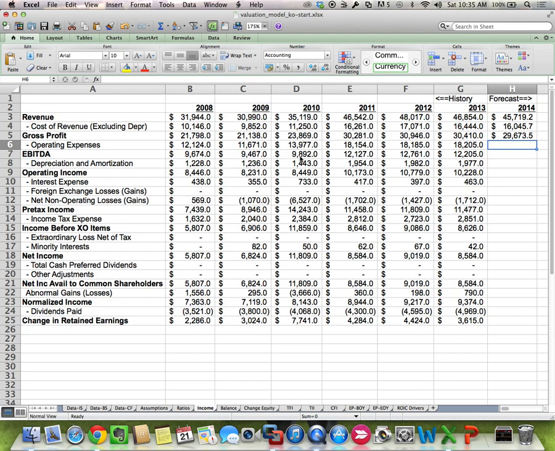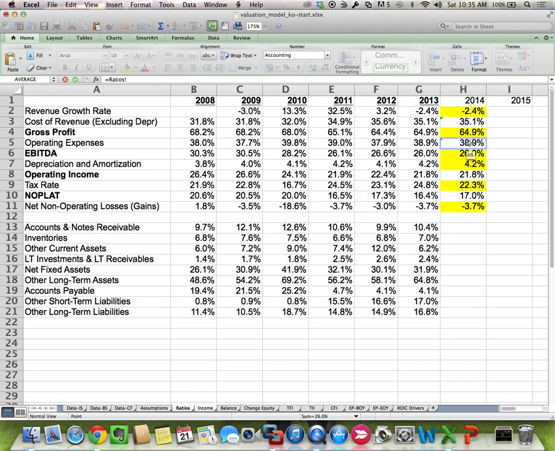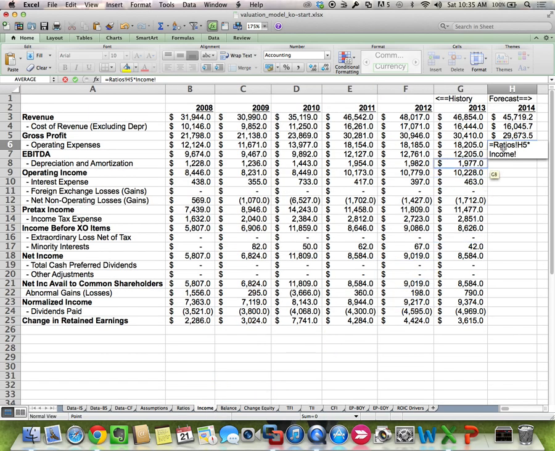Operating expenses equals, from my ratios, operating expenses as a percentage of revenue for 2014 times 2014 revenue. EBITDA equals gross profit minus operating expenses. Right? Now I could have done it a different way. I could have taken EBITDA as a percentage of revenue and then solved for operating expenses. Either way, I'm going to get to the same answer, but that's the point. I'm using what I did in the ratios to get here.